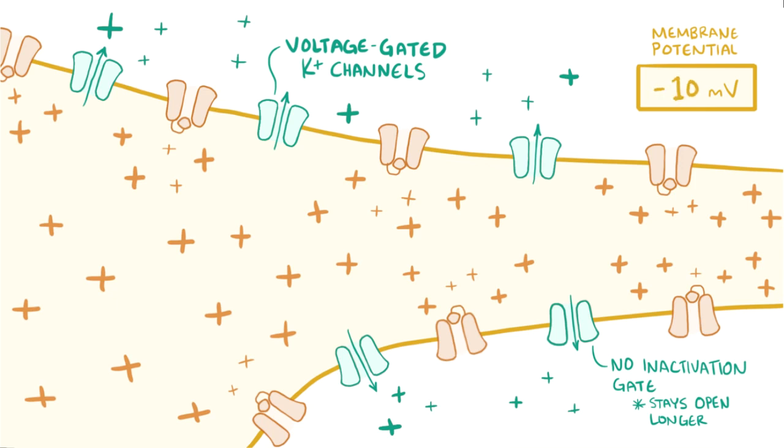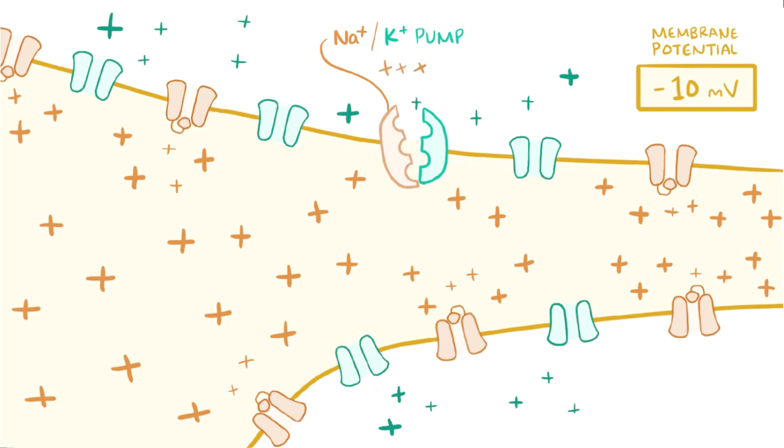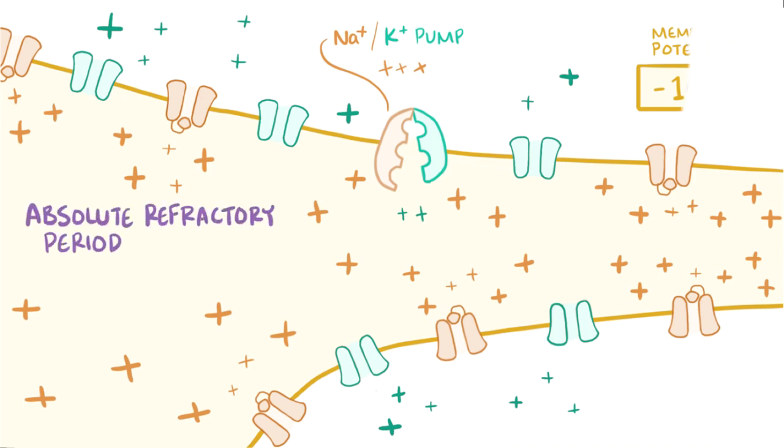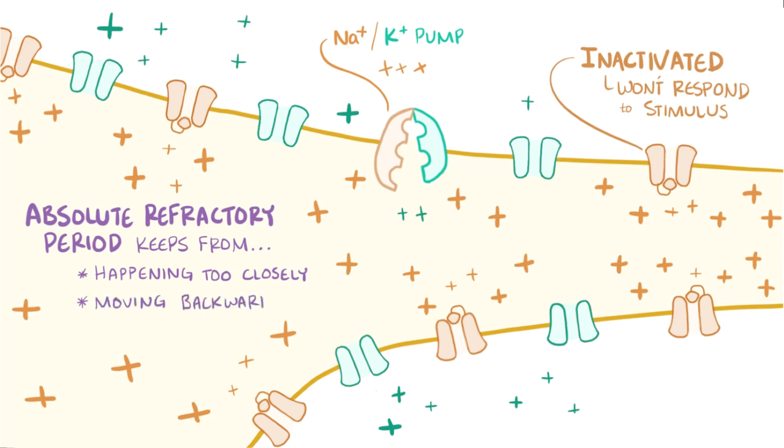During this repolarization phase, the cell also relies on the sodium-potassium pump, which is an active transporter that moves 3 sodium ions out of the cell and 2 potassium ions into the cell. It's during this repolarization phase that the cell is in its absolute refractory period, since the sodium channels are inactivated and won't respond to any amount of stimuli. This absolute refractory period keeps the action potentials from happening too close together in time, and also keeps the action potential moving in one direction.